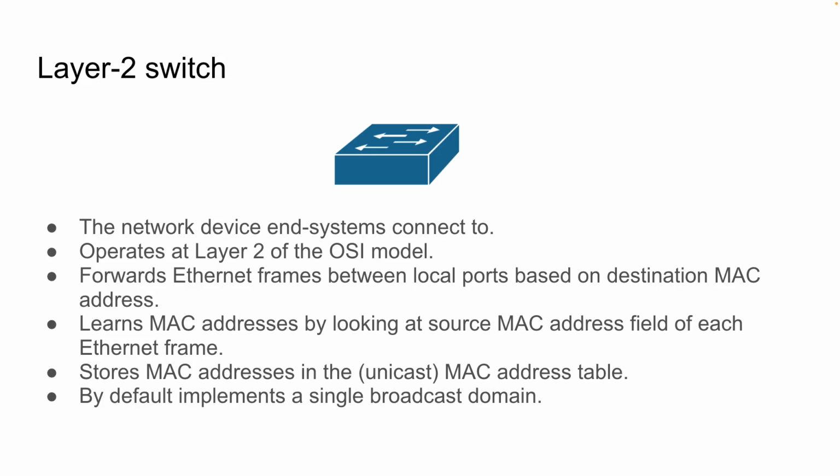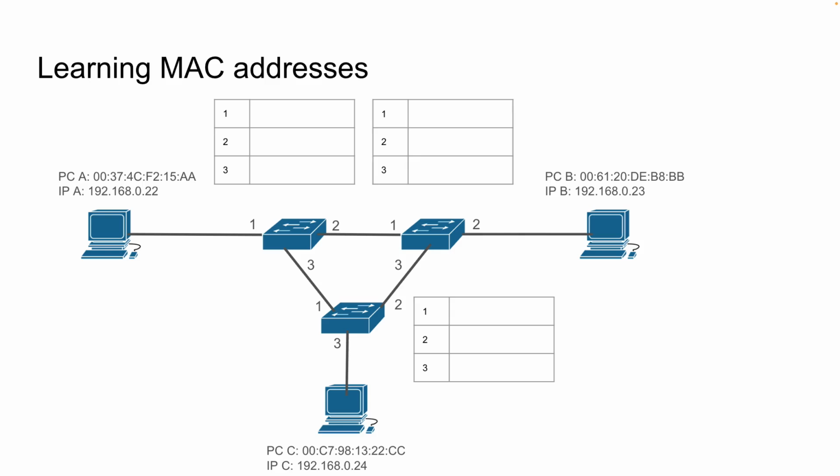By default, each layer 2 switch implements a single broadcast domain, where the definition of the broadcast domain is as follows. Broadcast domain is a set of devices such that if any one of these devices sends out a broadcast frame, this frame is received or heard by all other devices in the same set.